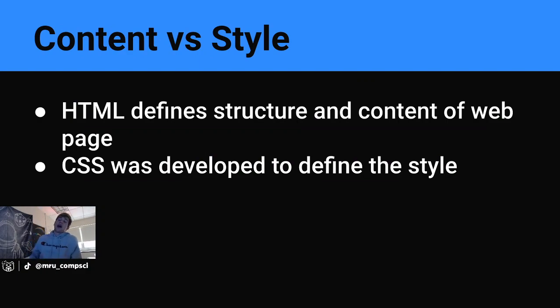Content versus style. So HTML defines the structure and content of our web page. What goes in what order? Top down, left, right. CSS was developed to define the style. When HTML first came out, there really was no intention to make it stylish, right? New stuff came out, so we could, but the most efficient way to do it is through CSS.